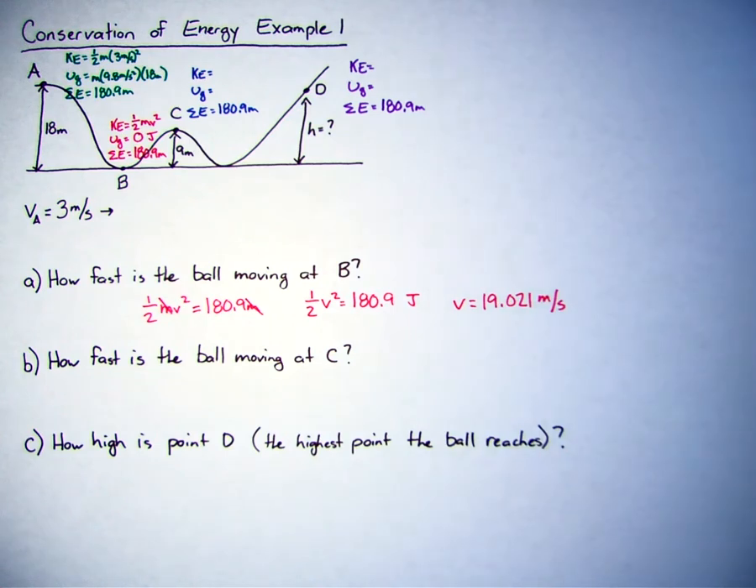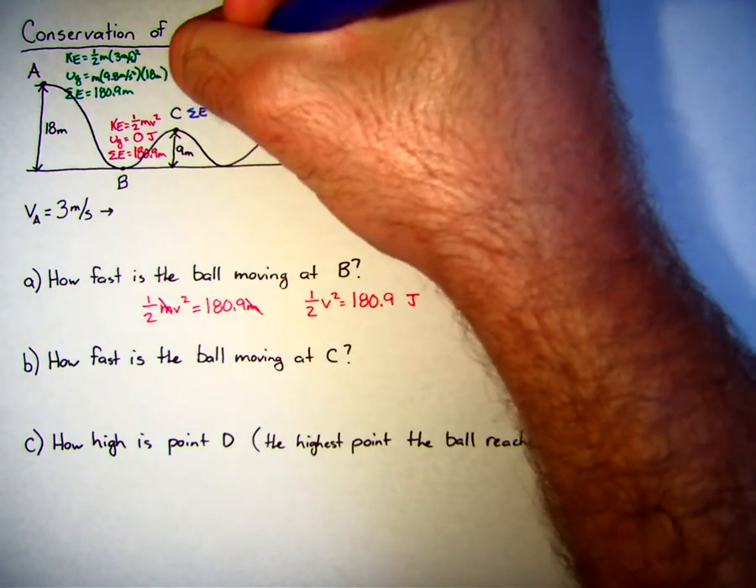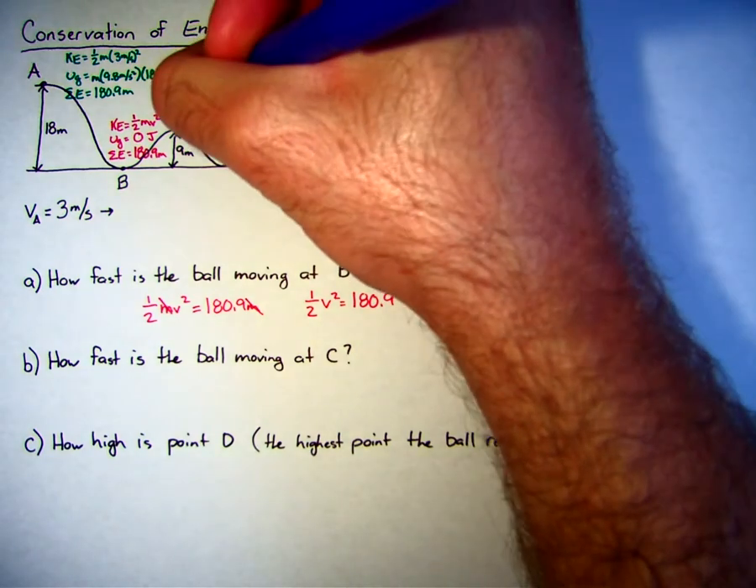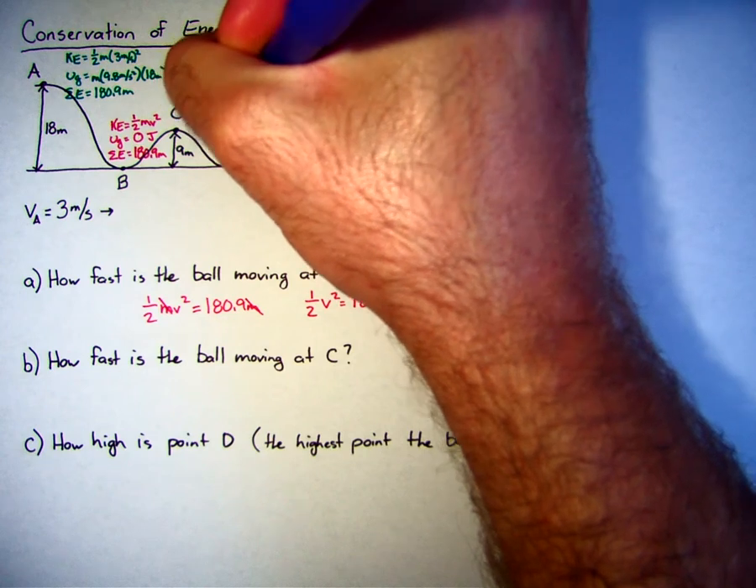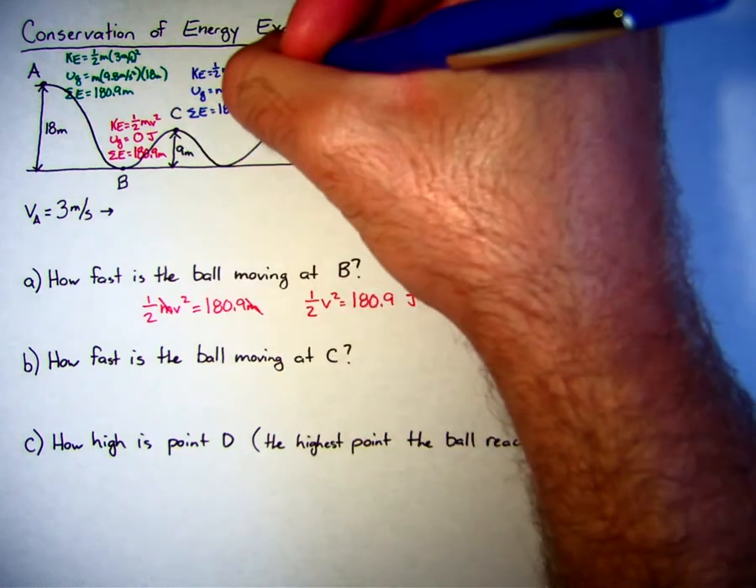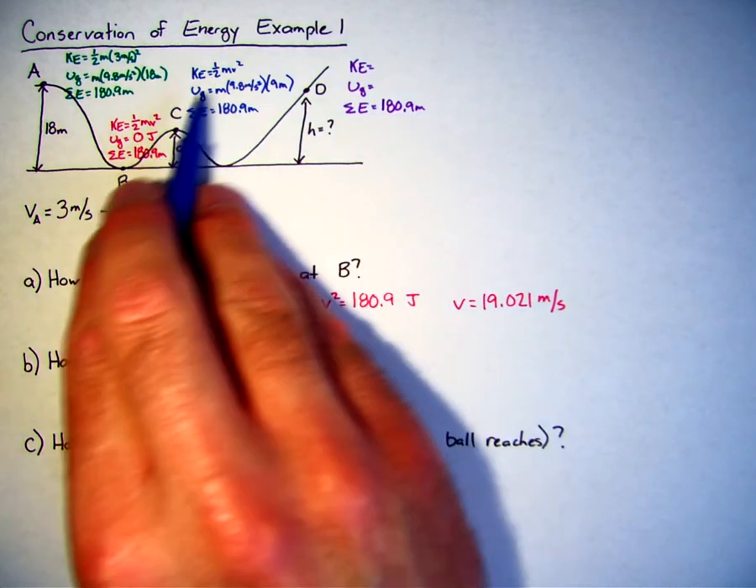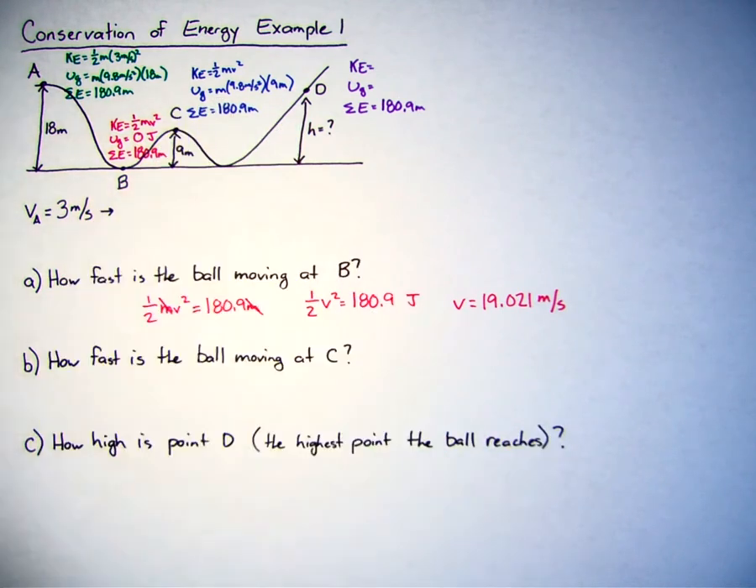So point C. At point C, I know that the kinetic energy is 1/2 mv squared. I know the gravitational potential energy is going to be mass times 9.8 meters per second squared, the acceleration due to gravity, times the height. The height is 9 meters. So if I really wanted to set this up as an equation to figure out the velocity, I know that the kinetic energy plus the gravitational potential energy equals the total energy at that point.